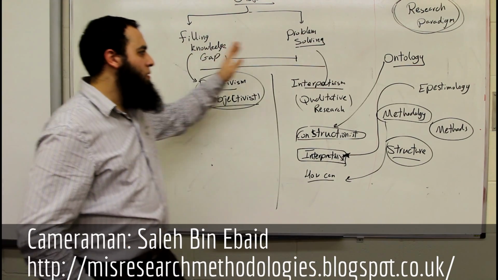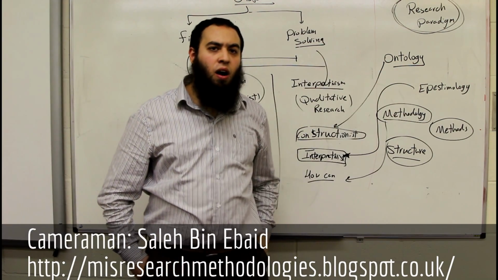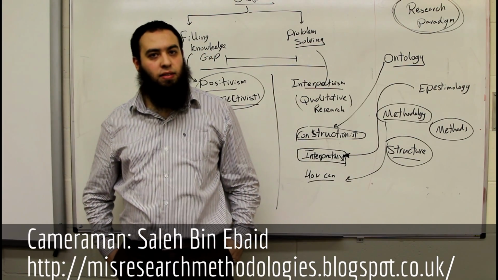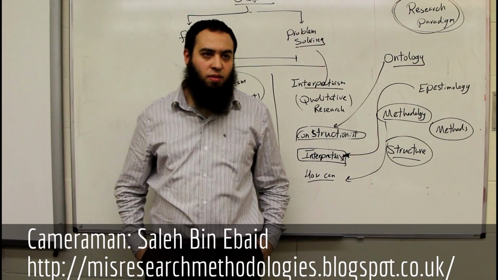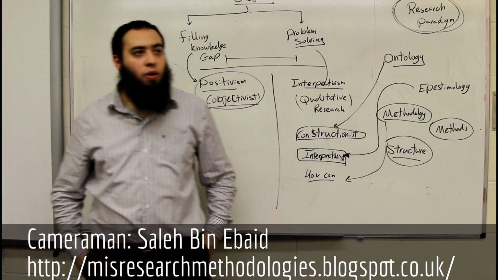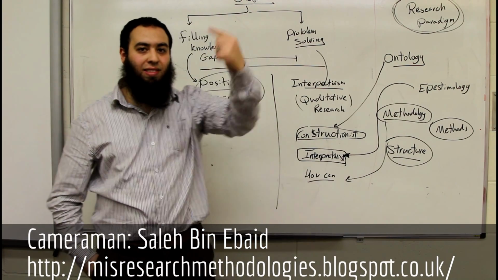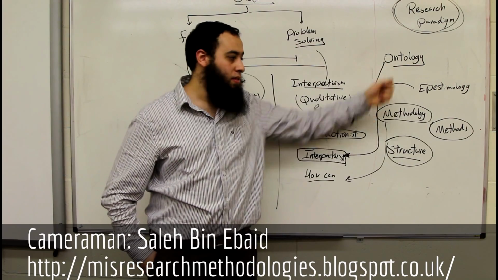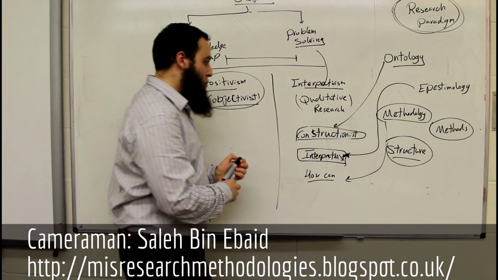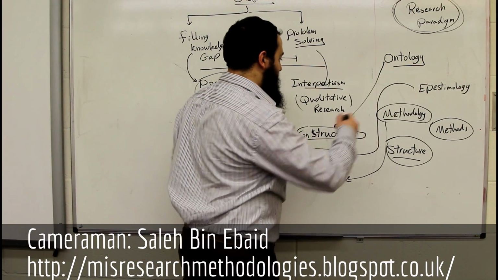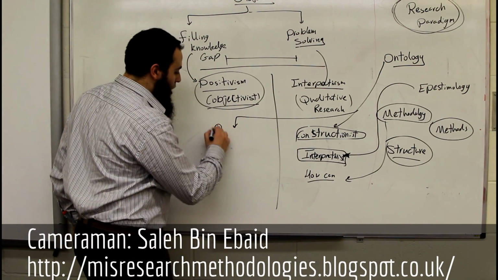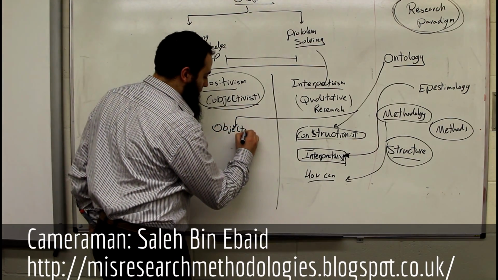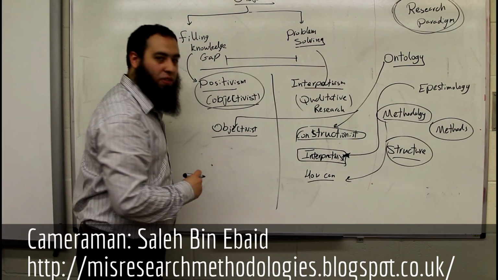I will think, my ontology, is it a single reality or not a single reality? There is a single reality, because this is a universal concept. So I need to know how people think in this single reality. So here, we have a single reality. That's why sometimes we call it objectivist. Why do we call it objectivist?